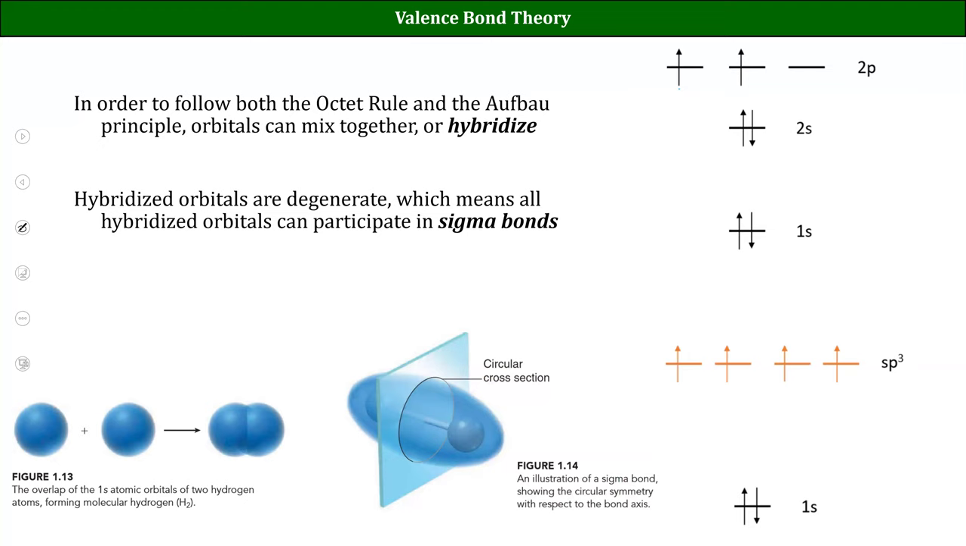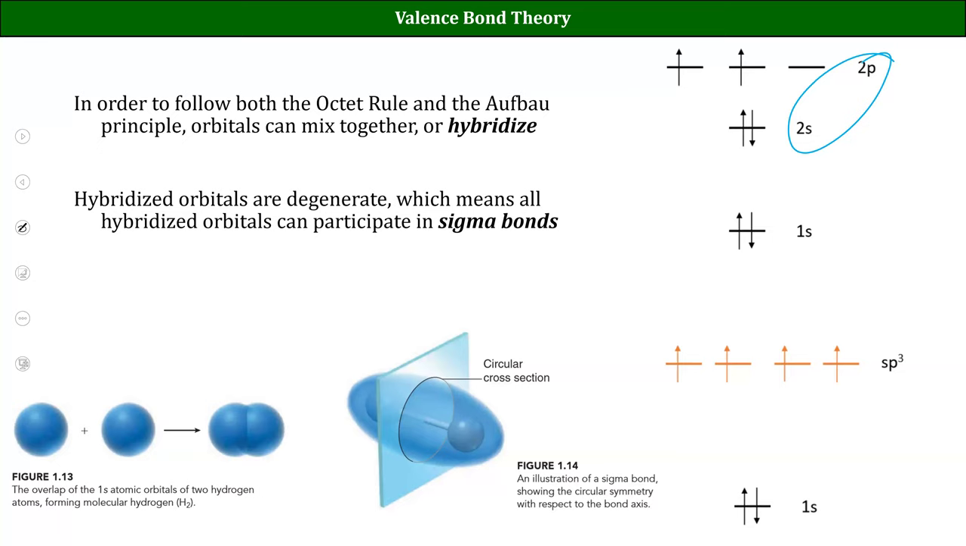So the idea that Linus, this is what actually won Linus Pauling his Nobel Prize, was that if we take all of these and mix them together, we can make four orbitals that are all the same energy. And if we make four orbitals that are all the same energy, we can follow Hund's rule and line them up so that each one of them is halfway filled. And if each one of them is halfway filled, then that means that we can make four bonds and fill the valence at the same time. That just changes the geometry and the shape, which allows us to then start seeing tetrahedral shapes emerge.